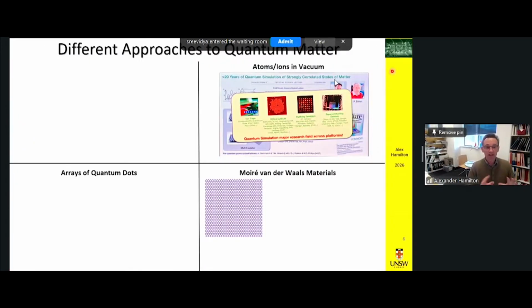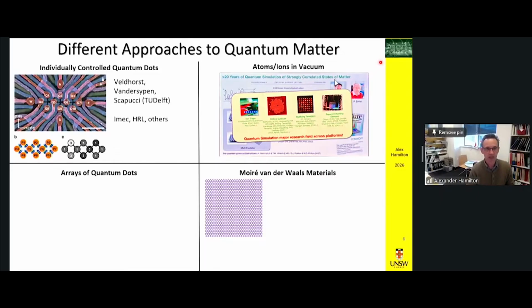So there are lots of different approaches. That's what's nice about quantum simulation. It spans many areas of physics. We have atoms and ions in vacuum held there by lasers. The other approach is to use individually controlled quantum dots. So for example, similar to the quantum dots I was showing you where we have silicon, we take individual quantum dots here, and this is an example from Delft, and these are the quantum dots, and we can control the number of electrons on each of those quantum dots and the couplings between them, and so this is a way to start building up an artificial matter.